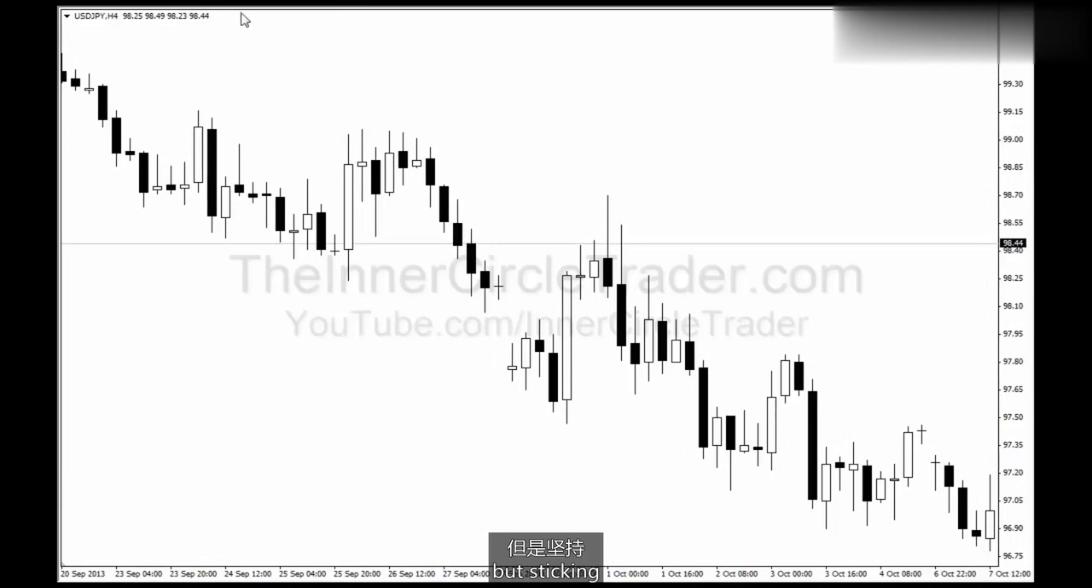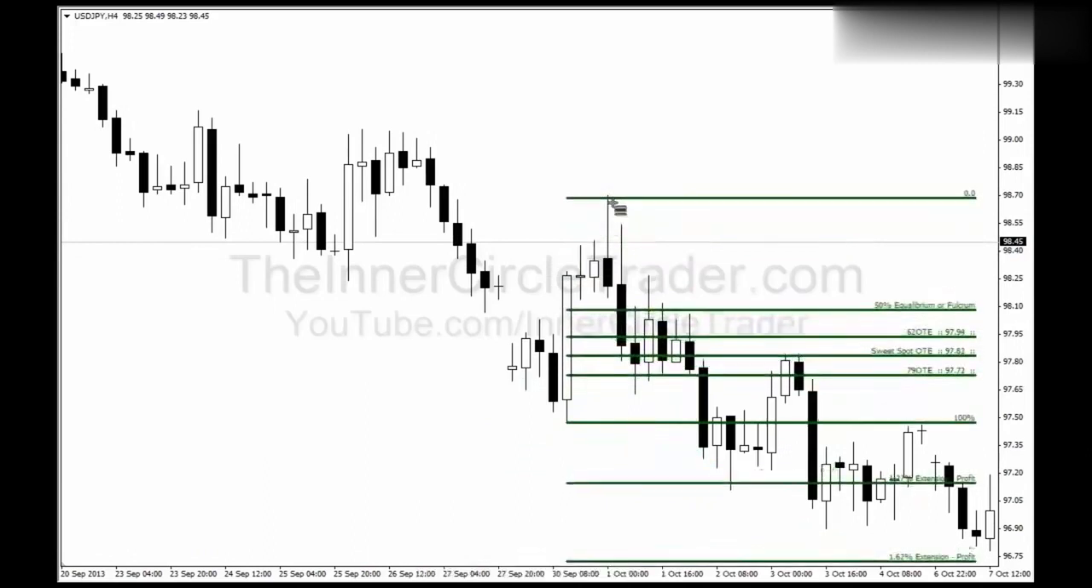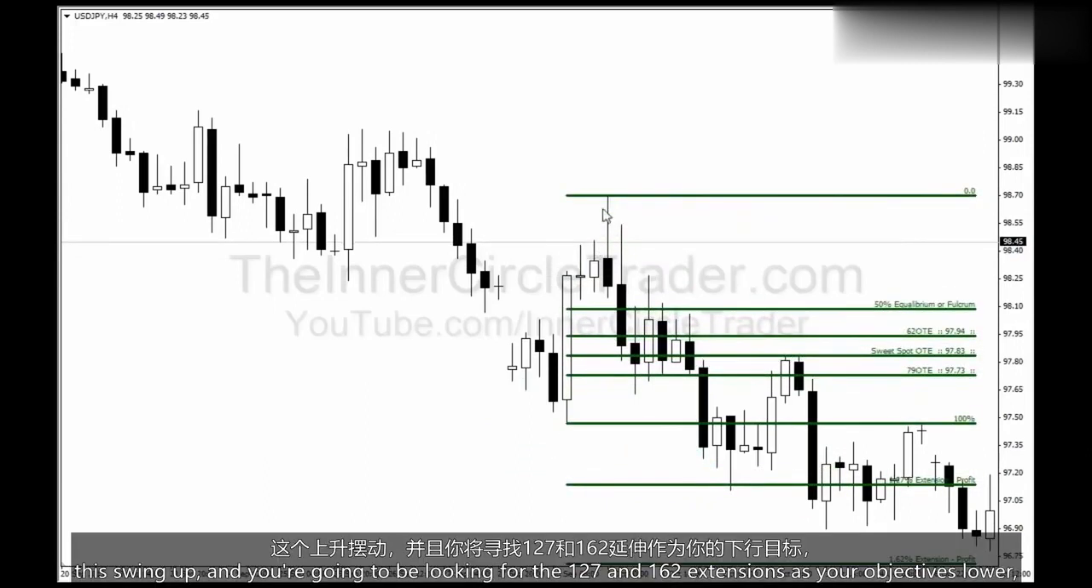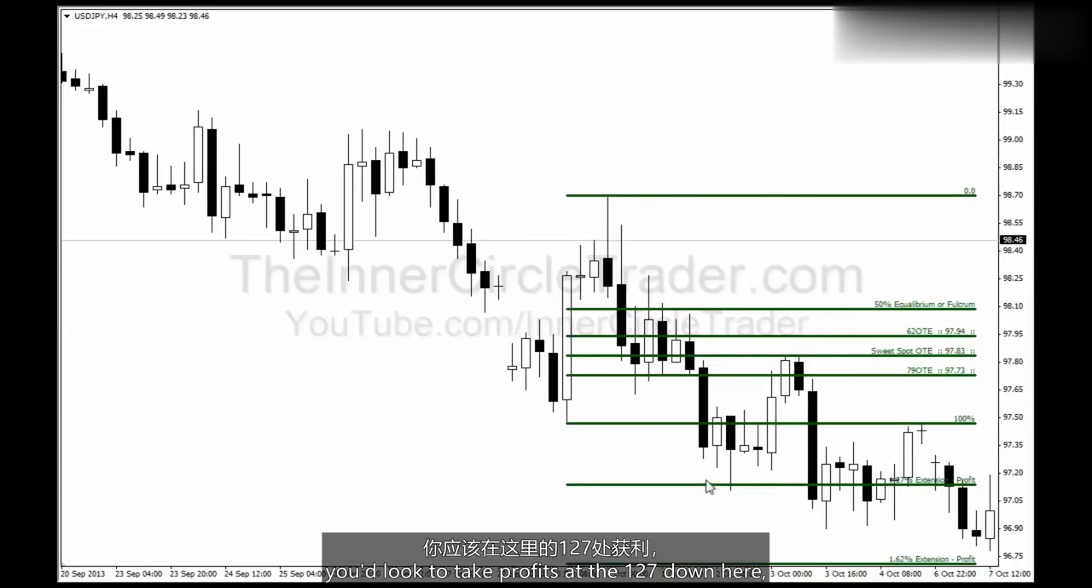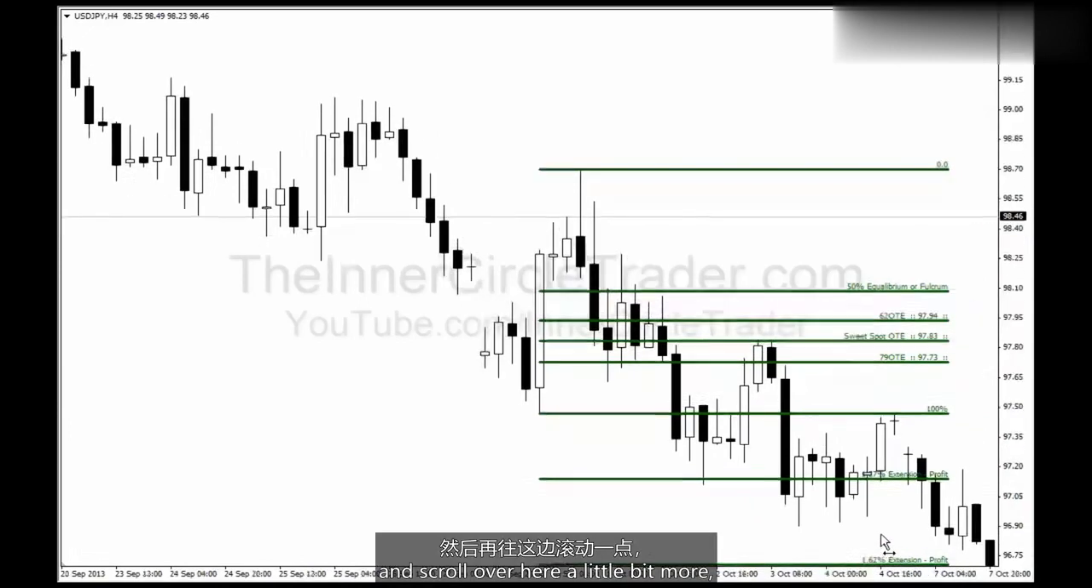But sticking to the rules, you're going to be utilizing this swing up, and you're going to be looking for the 127 and 162 extensions as your objectives lower. So if you're a seller here, you look to take profits at the 127 down here and the 162 down here. And scroll over here a little bit more.